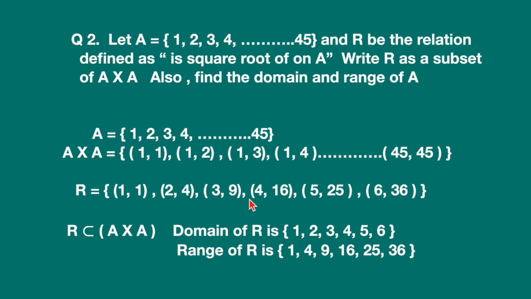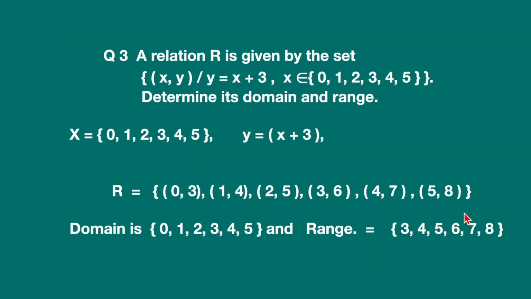Okay. So this is the set and you can see that this set is a subset of A cross A. All these ordered pairs belong to A cross A. The domain of the set is all the x values: 1, 2, 3, 4, 5, 6, and the range is the y values: 1, 4, 9, 16, 25 and 36.